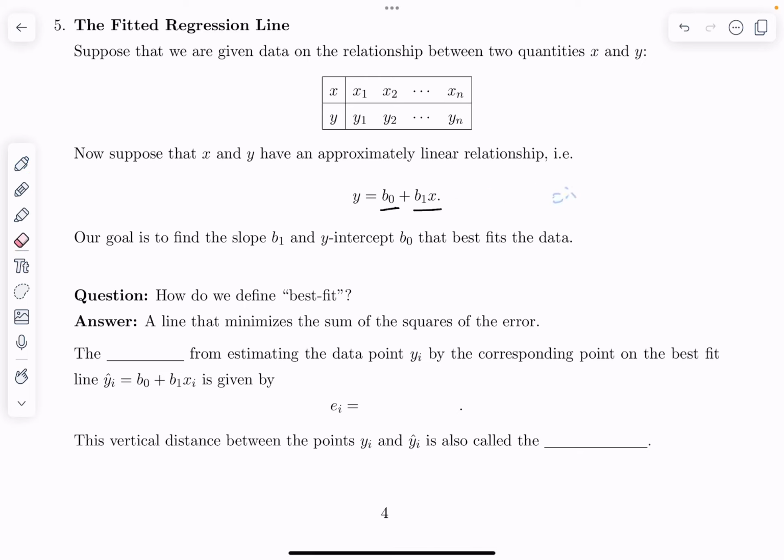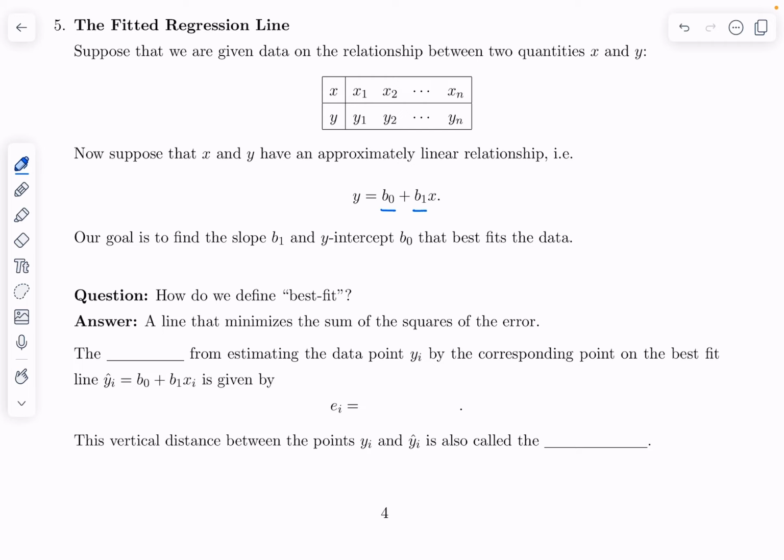And so there's some sort of standardization to those coefficients. Okay, so the intercept we will refer to as b0. And then the slope we're going to refer to as b1. Our goal is going to be to find the slope b1 and the y-intercept b0 that best fits the data.